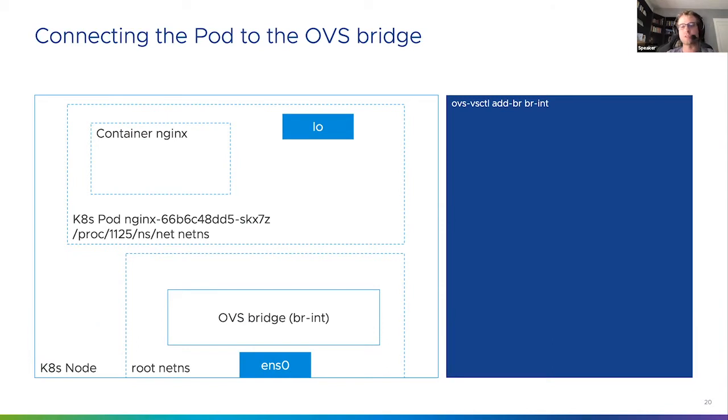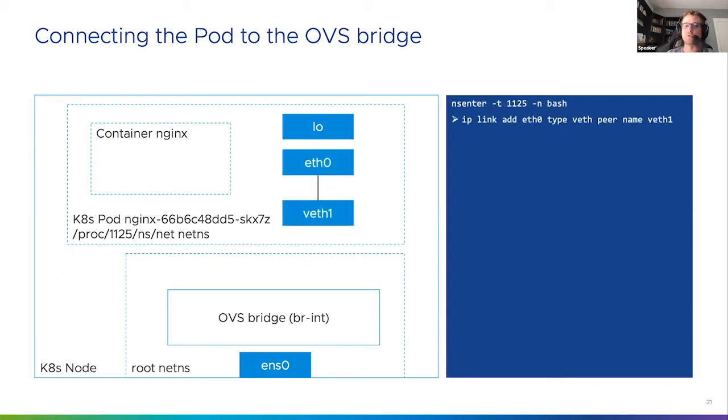So a network namespace has been created for the pod already by the container runtime. And this network namespace that you can see on the picture has been passed as an argument to our network plugin using an environment variable, as we saw on the previous slide. So the first thing we're going to do, and you can see those commands on the right-hand side, is we're going to enter the pod's network namespace. And from now on, every command we will run will be in that network namespace.